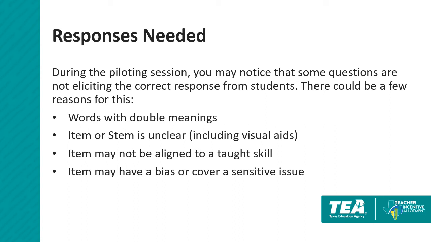Another issue is the item may not be aligned to a taught skill, such as students being expected to multiply and divide fractions while only being taught how to add and subtract fractions. If this is the case, then the assessment would not align to the skills taught, and the assessment would need to be revised because the data would be invalid. And lastly, an item may have bias or cover a sensitive issue, which could also affect the reliability of the assessment.